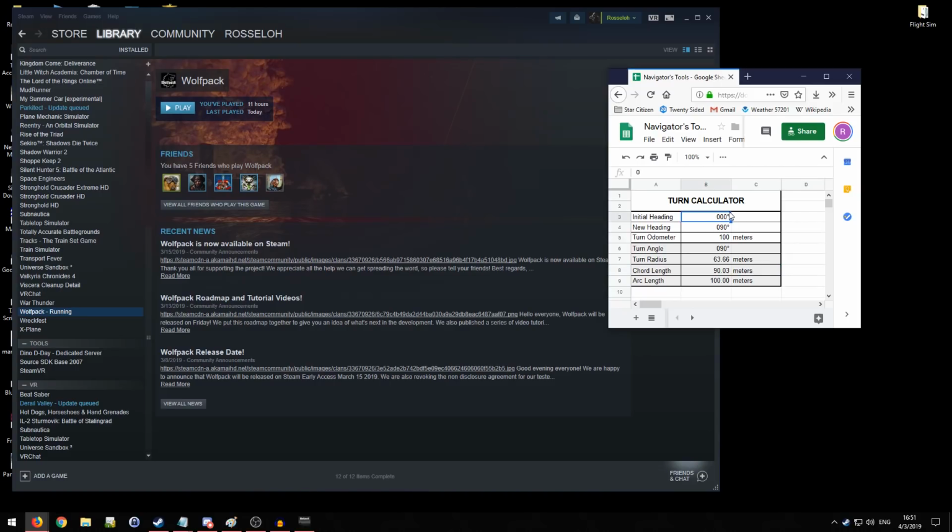Our initial heading was 140. Our new heading is 90. Oh, look at that. I already had that in there. And we traveled 99 meters. All right. Well, we've got all the numbers we need now. We've got a turn radius of 113.45 meters.